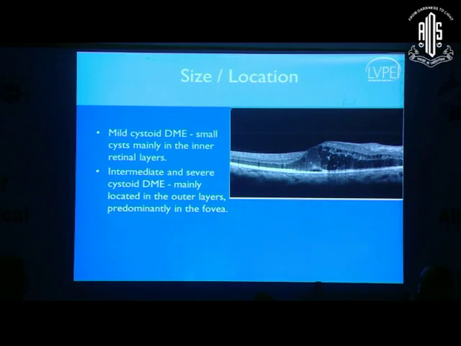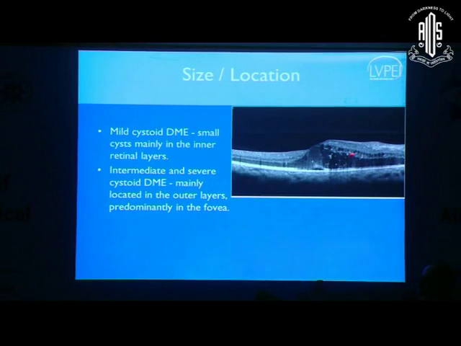There are many studies which have tried to classify the size of cysts, but just to give you a brief idea, when we say a mild cyst, we usually talk about cysts which are in the inner nuclear layer. When the outer layers are affected, especially the outer plexiform layer, you will have an intermediate or a moderate to large size of cyst, which is much more dangerous to the outer retinal structures.